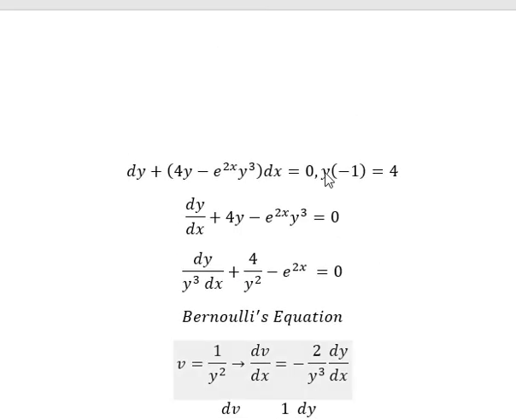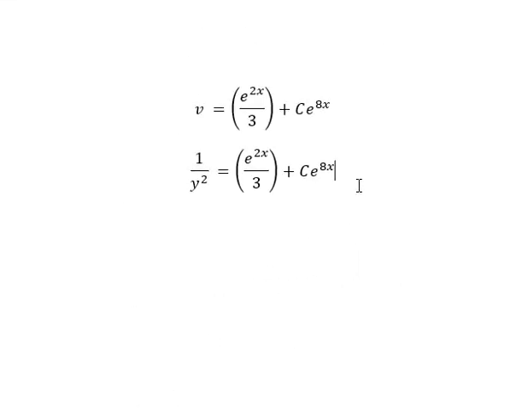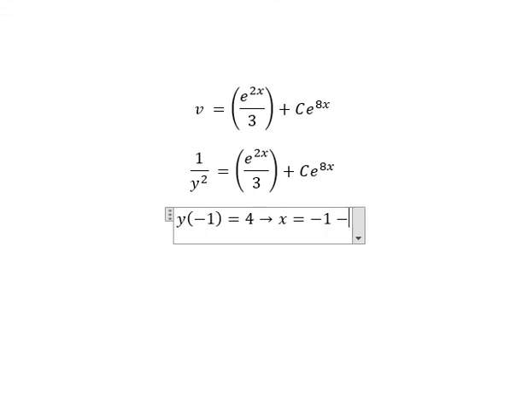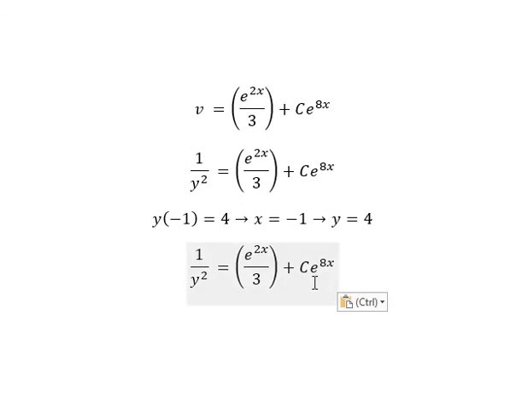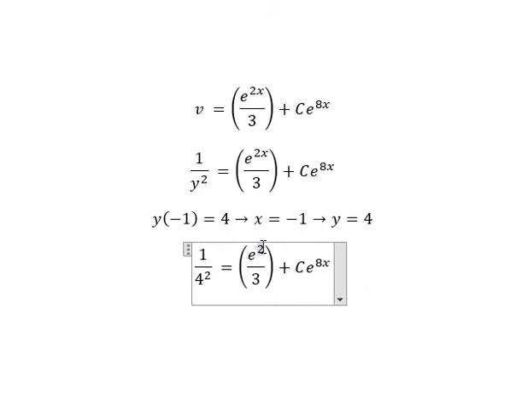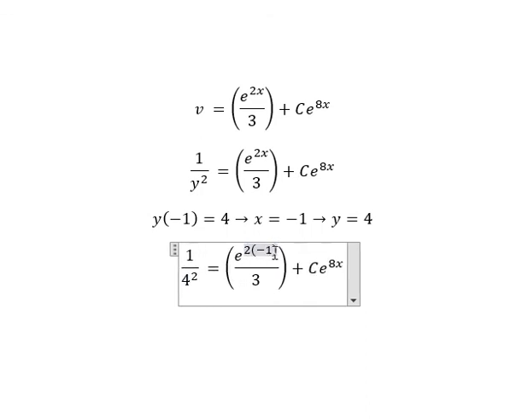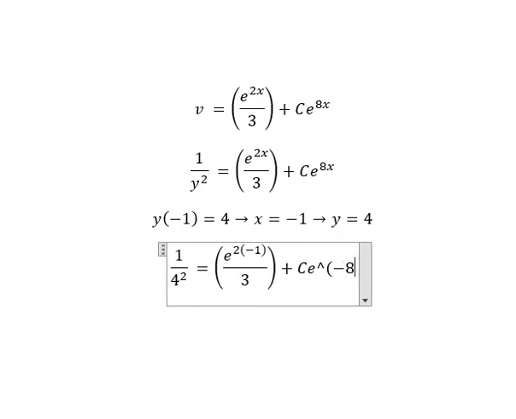And now we have the condition. That means when x equals to negative number 1, y equals to number 4, we need to find the value of c in here. So number 4 we put in here, negative number 1 we put in here, negative number 1 we put in here. That's the negative number 8.